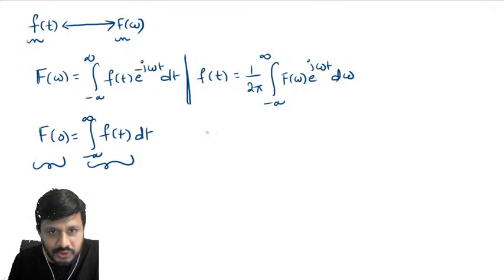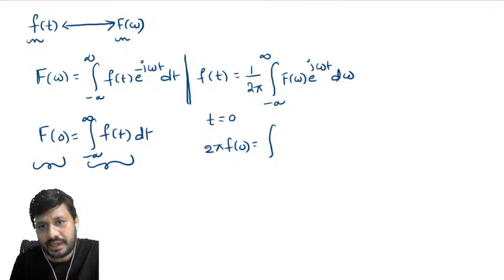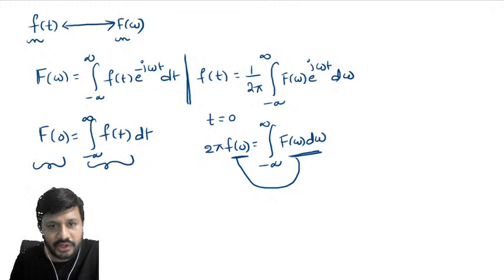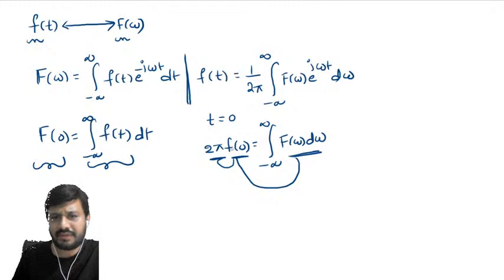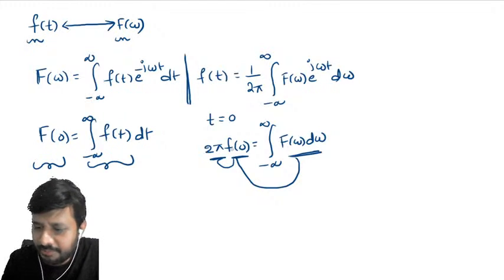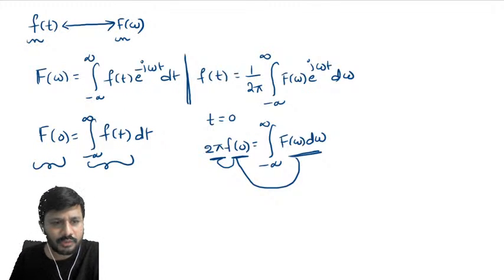What happens if I substitute t equal to 0? Then 2π times f(0) is nothing but the integral from minus infinity to infinity of F(ω) dω. So this is the area in the frequency domain. The area in the frequency domain is the value at t equal to 0 in the time domain multiplied by 2π. So this is the area property. Anyway, we are going to discuss this property in detail after this. This is the first concept to be known to solve the problem.